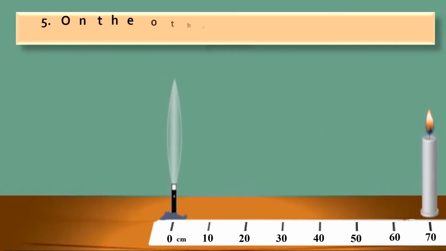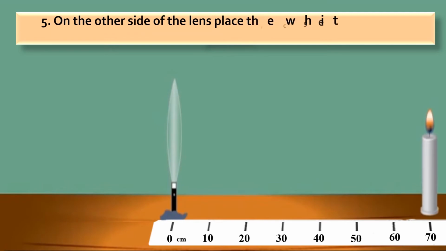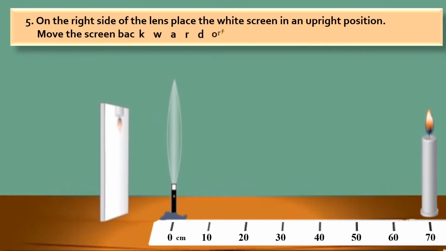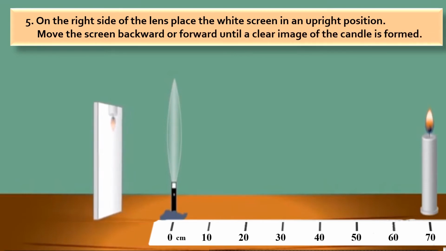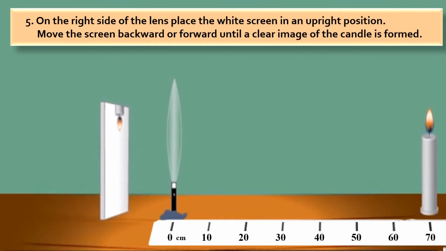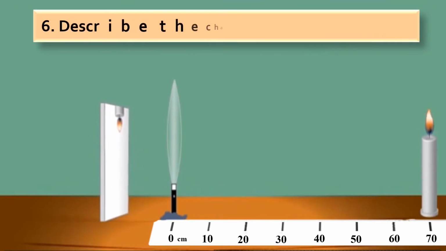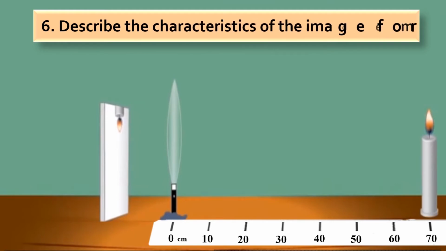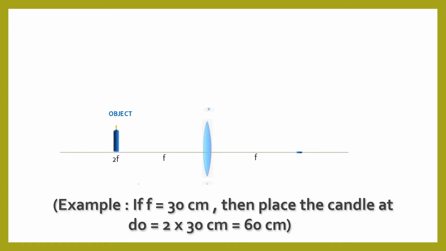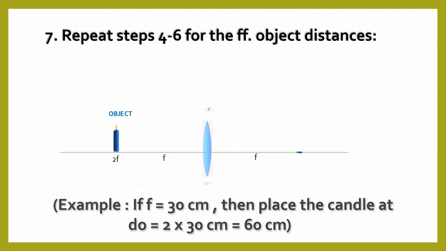On the other side of the lens, place the white screen in an upright position. Then move the screen backward or forward until a clear image of the candle is formed. Number 6. Describe the characteristics of the image formed. Then write your answer in the last 3 columns of Table 1 in your activity sheet. And number 7. Repeat steps 4 to 6 for the following object distances.